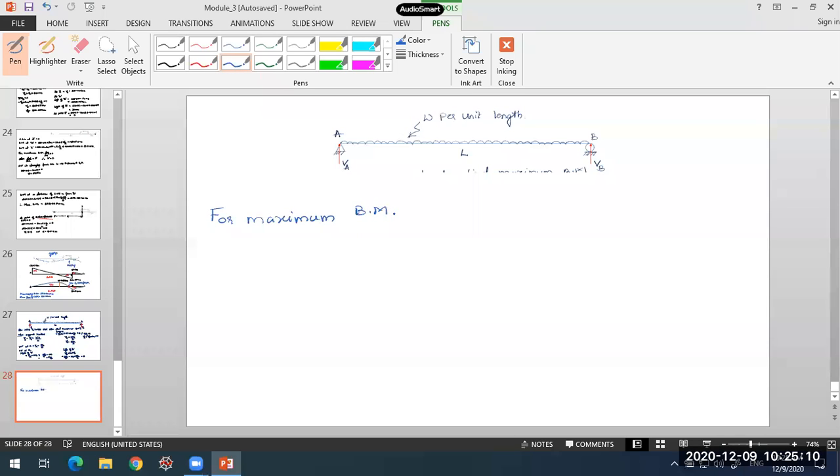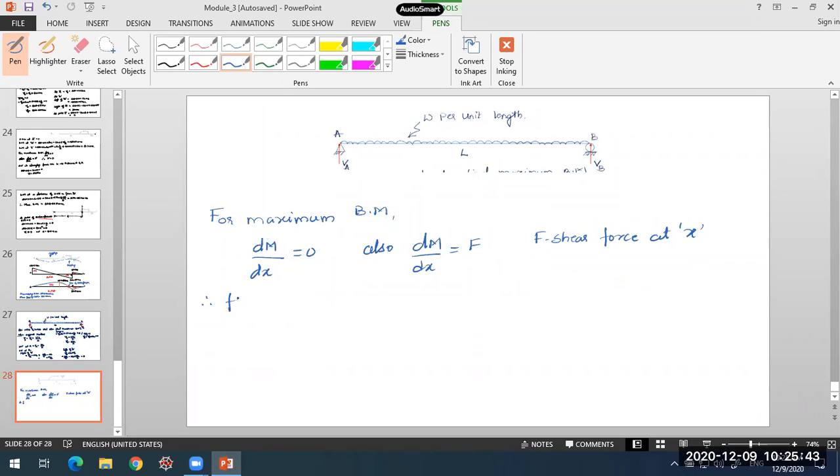For maximum bending moment, the condition is that dM/dx should be 0. And dM/dx is nothing but equal to F. F is the shear force at any distance x. So I can directly equate shear force to 0.